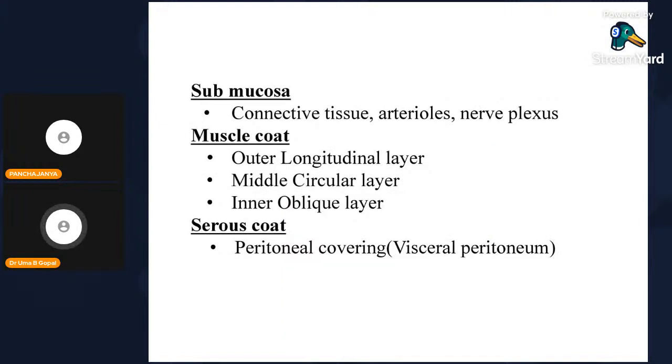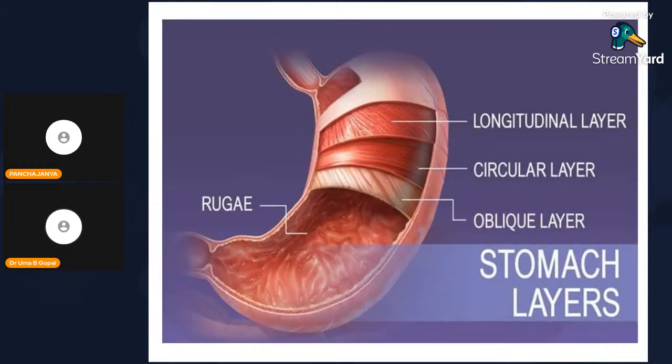So the muscle coat is made up of three layers: outer longitudinal, middle circular, inner oblique. Submucosa is connective tissue, arterioles, nerve plexus. Serous coat, peritoneal covering. You can see the four layers here. You can see the gastric rugae, mucosal layer. Okay, the three layers of the muscle coat you can see.